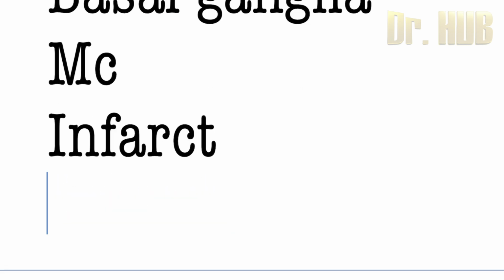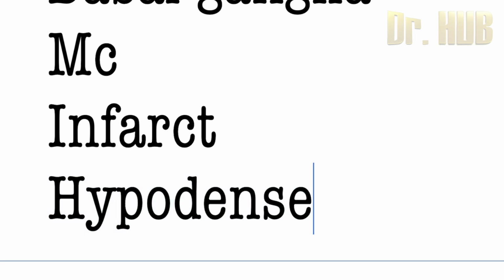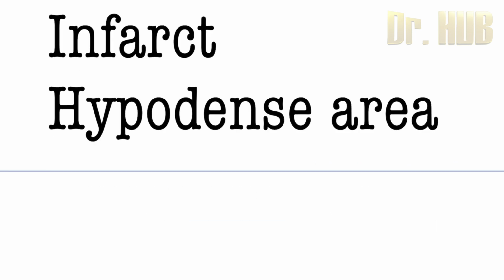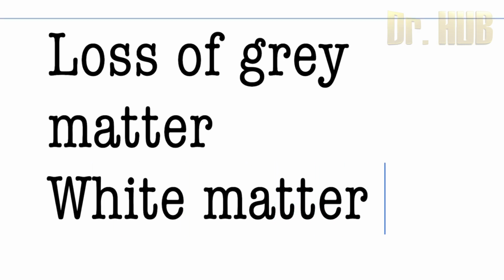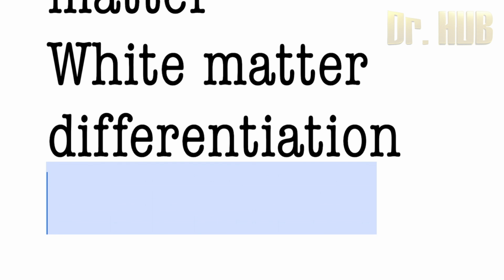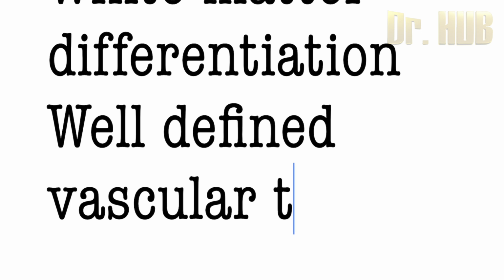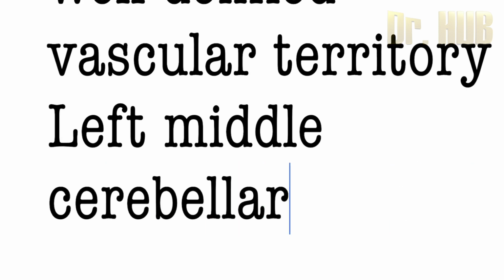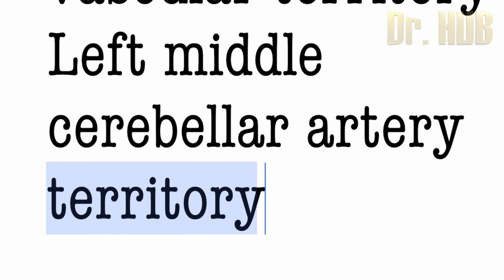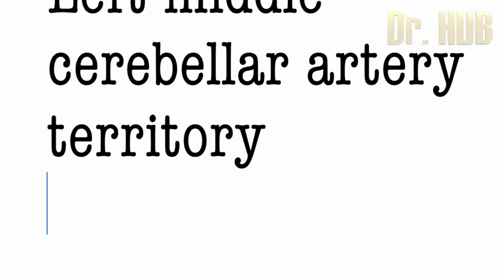Next, let's look at the infarct. Under the infarct, there is a well-defined hypodense area. There is loss of gray matter and white matter differentiation, which is also seen. Then a well-defined vascular territory is seen. There is a left middle cerebral artery territory infarct. This is seen in right hemiplegia.